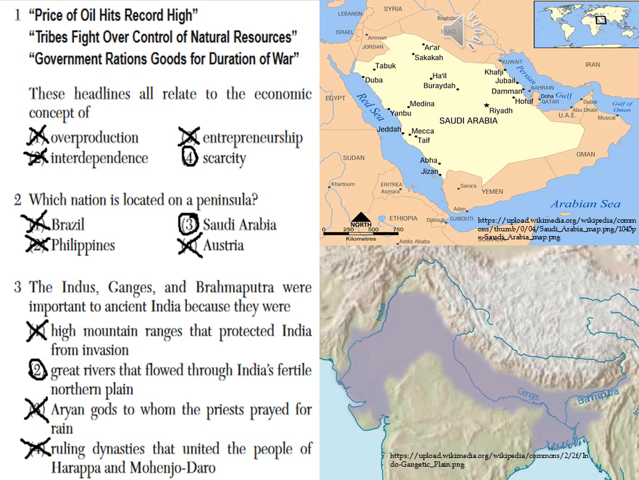Well, let's go over those choices. Is it overproduction? No. Because if there was overproduction, tribes would not fight for the control of natural resources. There would be plenty of it, so we can cross that one out immediately.